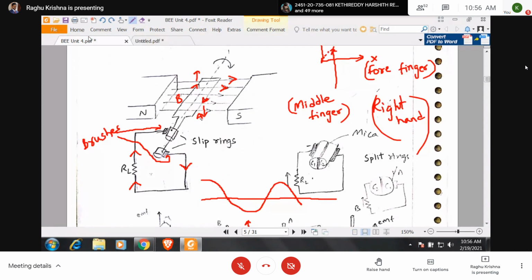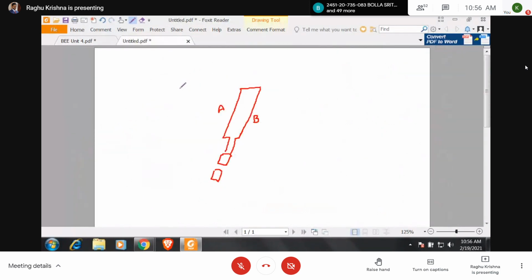A to B is to first, B is connected to first one, and A is connected to the second one. B is connected to the first one, and you have the brushes. Here also you are going to have a brush.